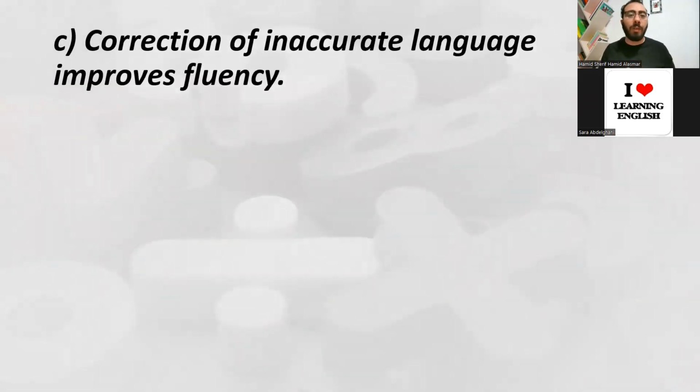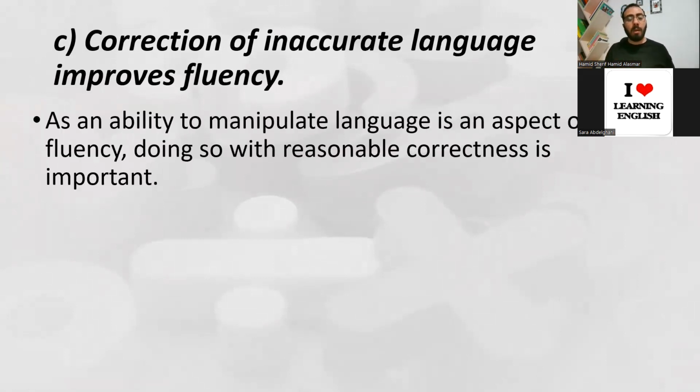Okay. Now, correction of inaccurate language improves fluency. Some people say that if we correct inaccurate language, it doesn't work on fluency, it just works on accuracy. But actually it works on both, it has an effect on both of them. So their ability to manipulate language, play with the language, using different aspects of fluency with reasonable correctness is acceptable, and it actually promotes fluency, which is nice. So it is important to correct, it is very important.